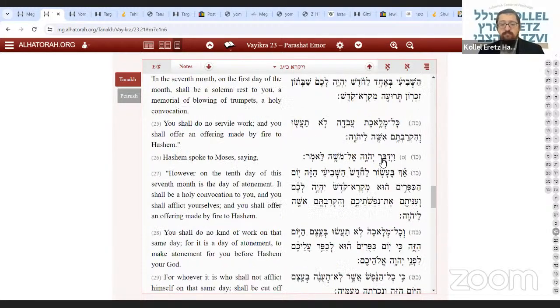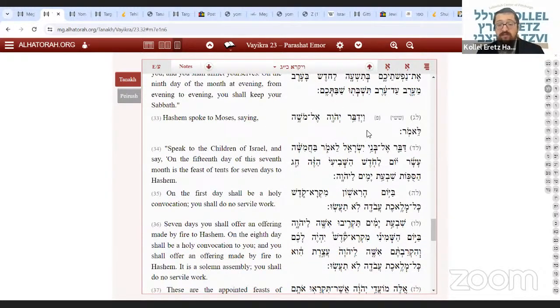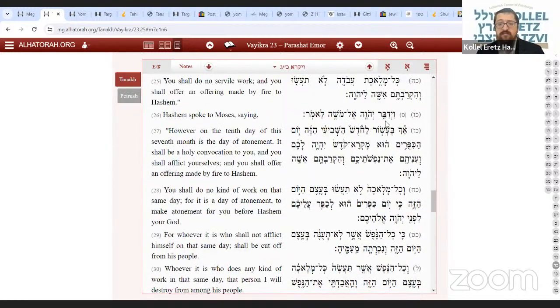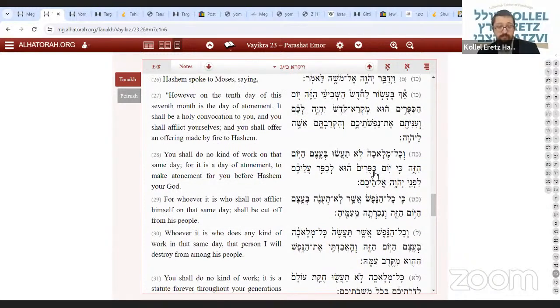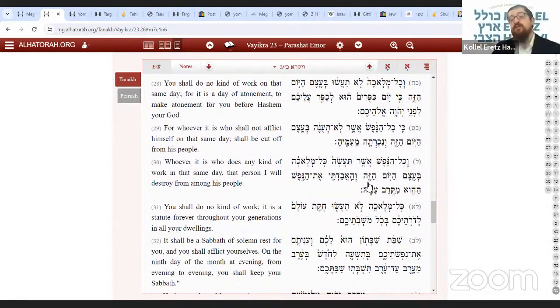And it tells you what you can do and what you can't do on Yom Kippur, which is verse 26 until verse 32. You have to fast. You have to bring a special offering to Hashem. You also have to afflict yourself, which means not eating, not drinking, not washing yourself, not smearing yourself, no relations, etc. And the punishment for it. So Yom Kippur is discussed in Parshas Emor.